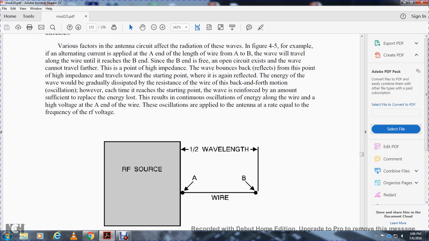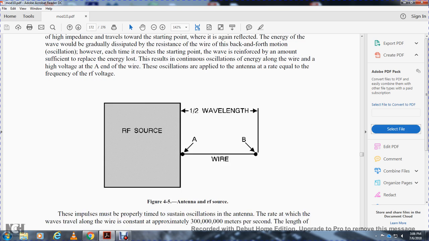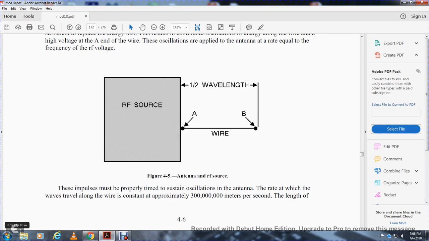So the oscillations are applied to the antenna at a rate equal to the frequency of the radio frequency voltage. You have a radio frequency source, A, B, one half length, connected to the antenna. The impulse must be properly timed to sustain oscillation in the antenna.